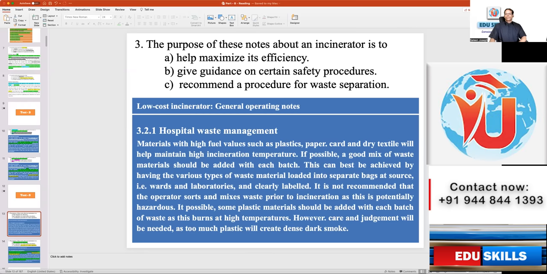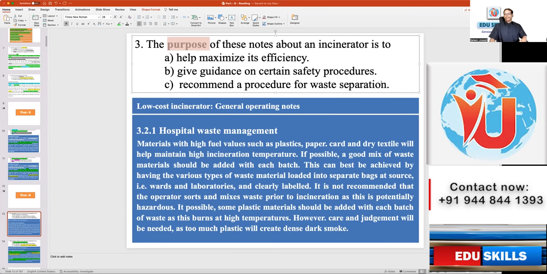Thank you. So, the purpose of these notes about the incinerator is, so, what is the key word? The purpose of the incinerator is the key thing here. Okay, incinerator also, you can highlight if you want. Cool, yes. And what is the purpose? Maximize its efficiency, give guidance on certain safety procedures, recommend a procedure for waste separation. Okay. C, recommend procedure, waste separation? Option C. Does it speak anything about waste separation? Option A.